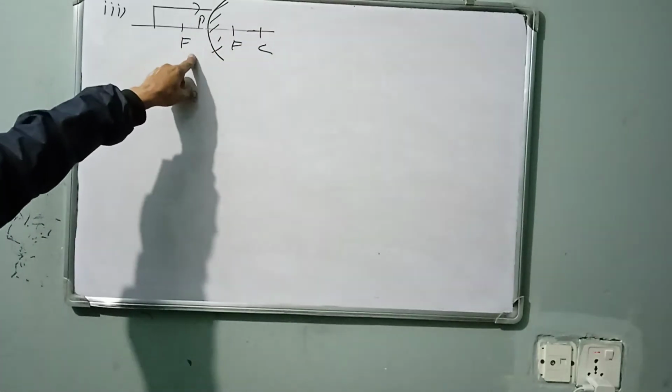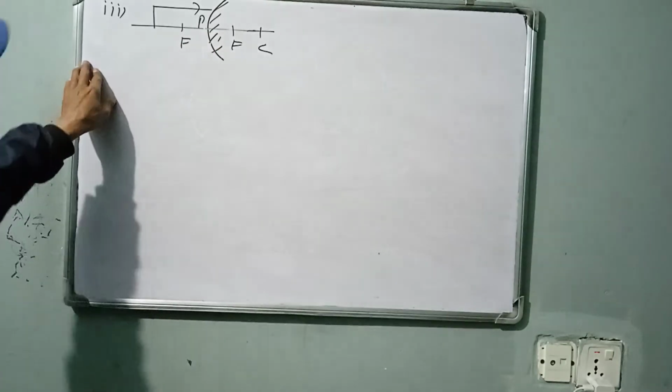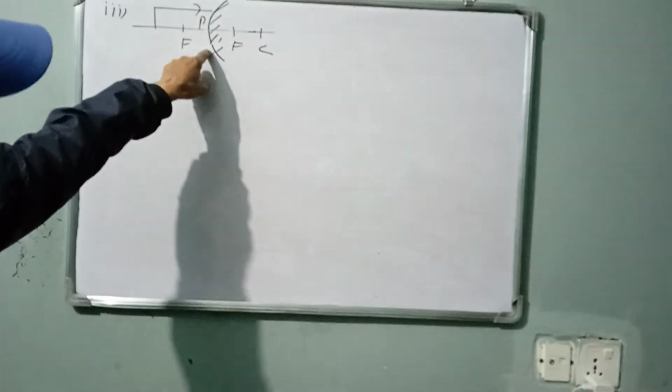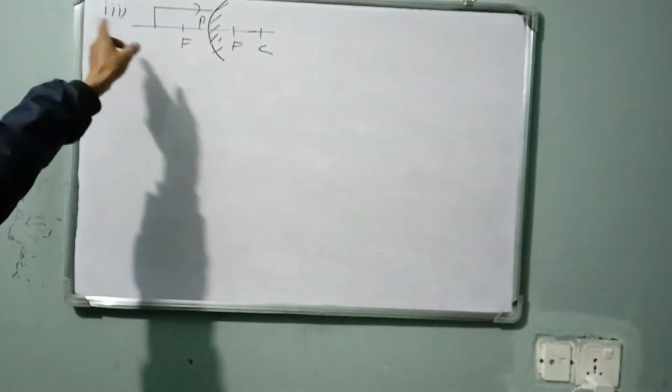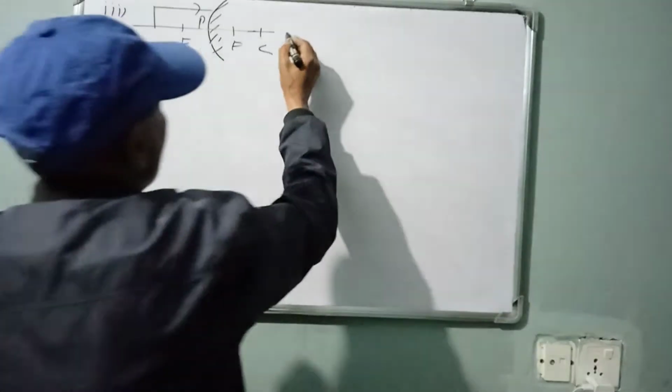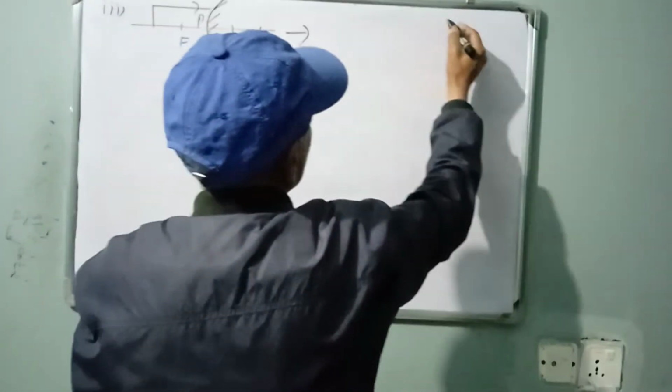Incomplete diagram in case of a convex mirror. This is a convex mirror polished inside. You have to know the object is away from focus. What is the complete diagram? The complete diagram is this.